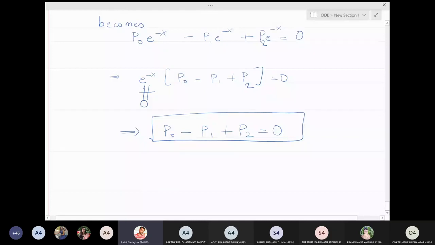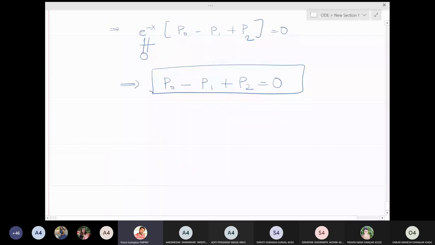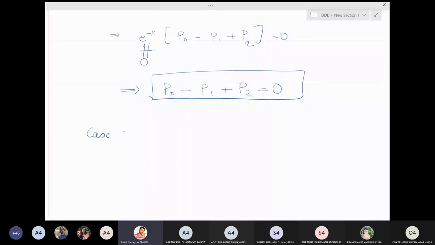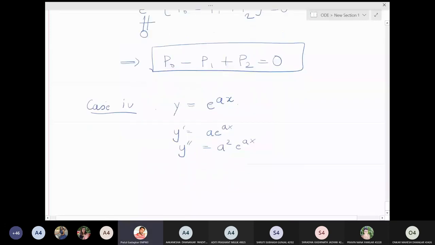Okay, I will work out all the cases and then I will tell you what is the conclusion of all this particular thing. So case number 4. If I take y equal to e raised to ax in general, okay, then y dash is a e raised to ax and y double dash is a square e raised to ax, and when you substitute in that equation again, the above equation, p0 a square e power ax plus p1 a e power ax plus p2 e power ax equal to 0 will become.